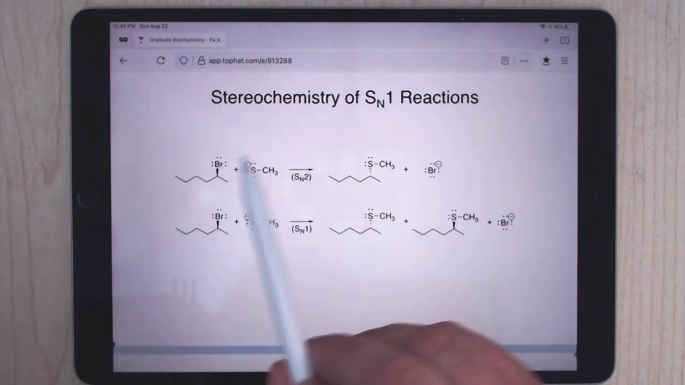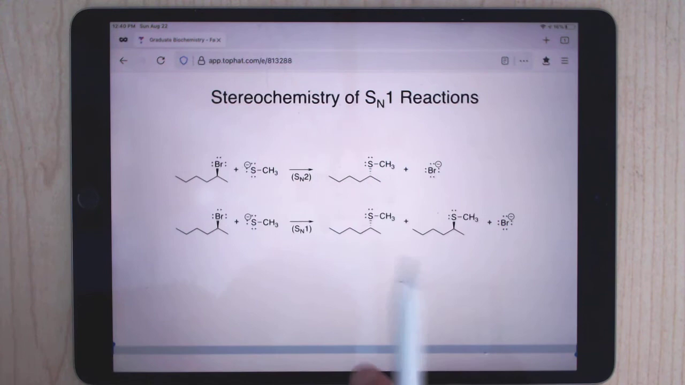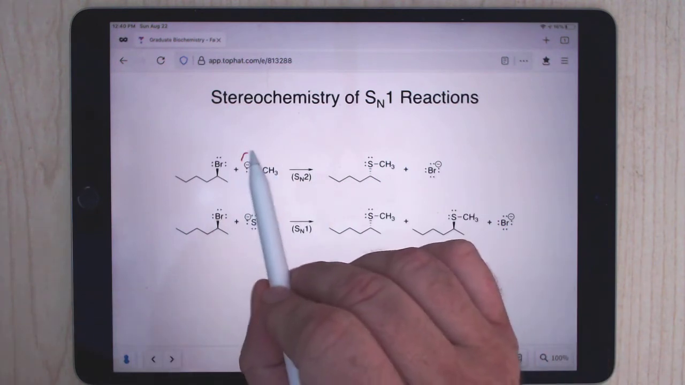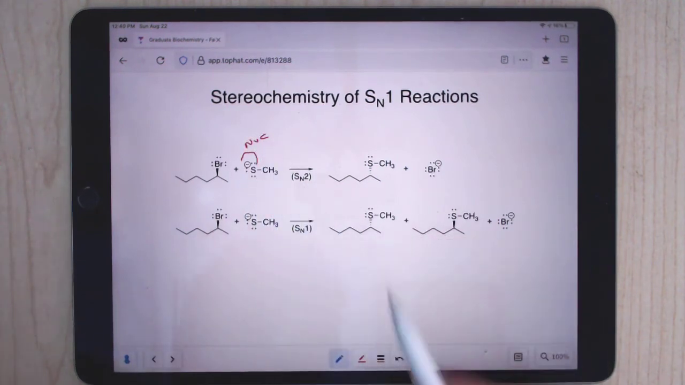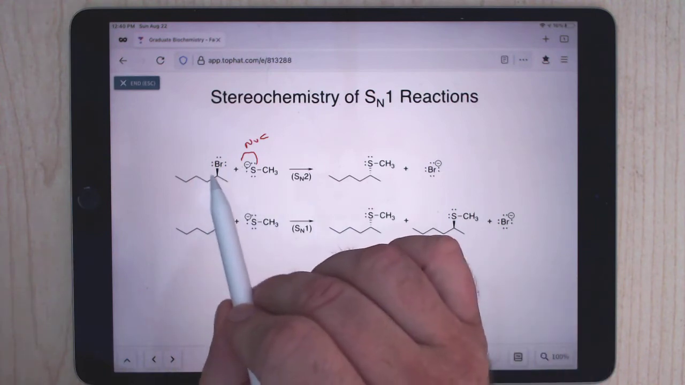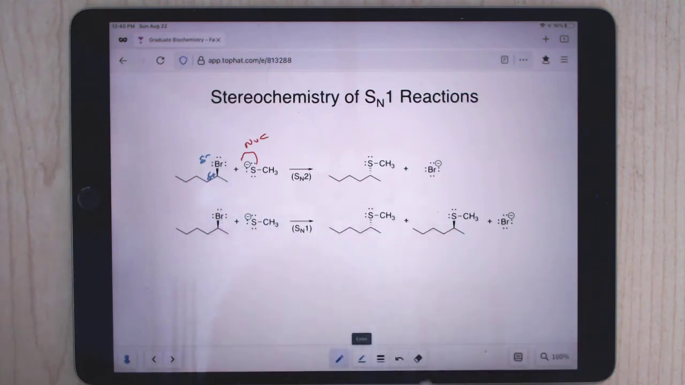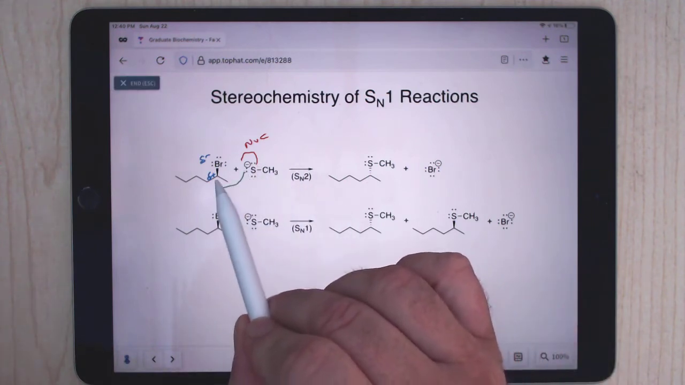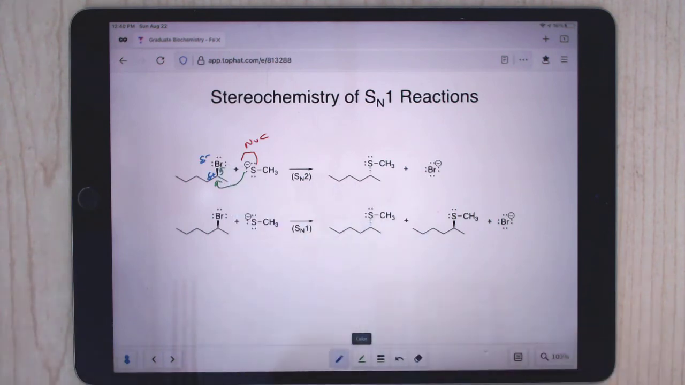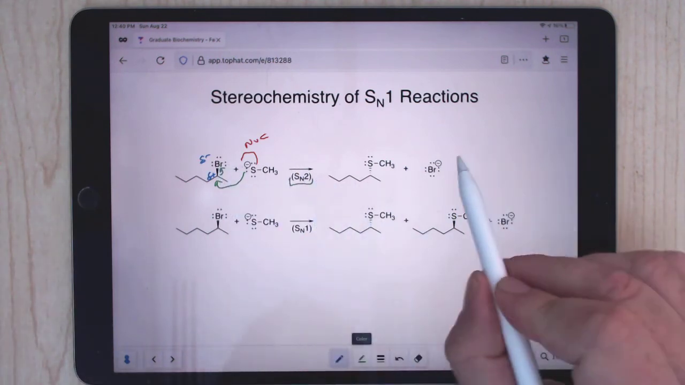So if you're running under SN2 conditions, right, here's our nucleophile. Figure out the nucleophile and then figure out where it's going to attack, right? Here's the polar covalent bond here. So that means you're going to attack here, right? There, push this away. But since it's an SN2, you invert.